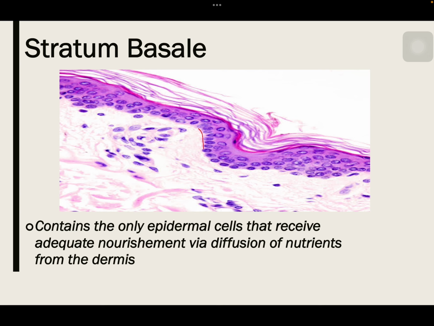It is this layer here, the basal layer, that contains only epidermal cells that receive adequate nourishment via diffusion of nutrients from the dermis. Your stratum basale is also the layer that continuously germinates. That is why it is called stratum germinativum, because it continuously produces new cells. These cells are formed in the basal layer, and they migrate upwards to replace the epithelial cells that are sloughed off.